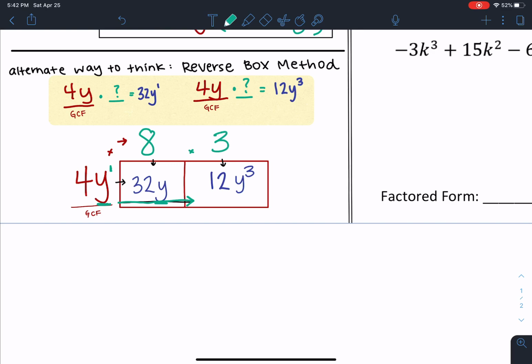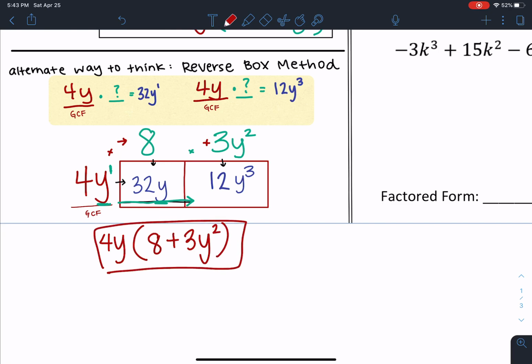4 times 3. Then y1 and then y what will give you y3? Well, we need to add 2 more y's, so we're going to call that y squared. And then your factored form just comes from the box. So we're going to write GCF first, and then multiply that by 8 and the positive 3, so positive 3y squared would be our factored form. So these came from outside of the box.